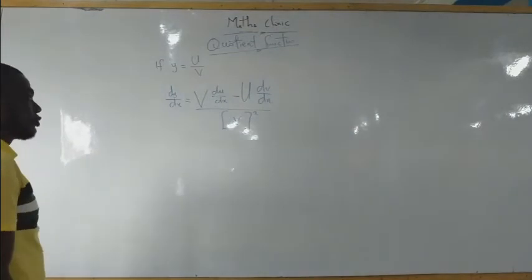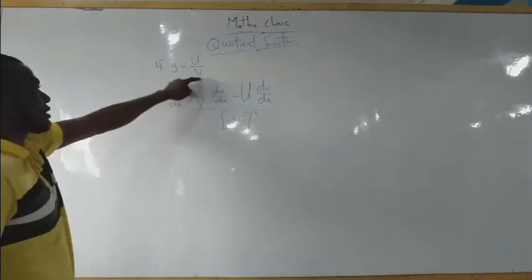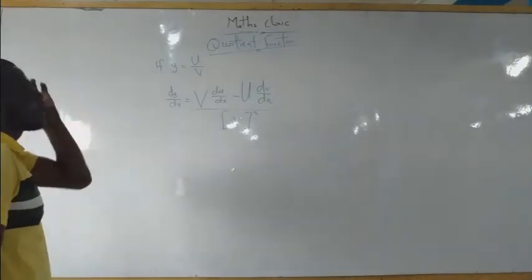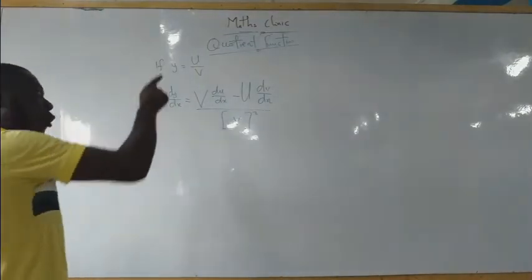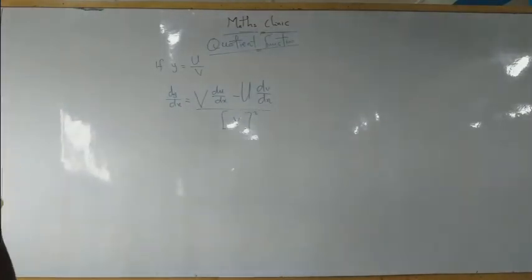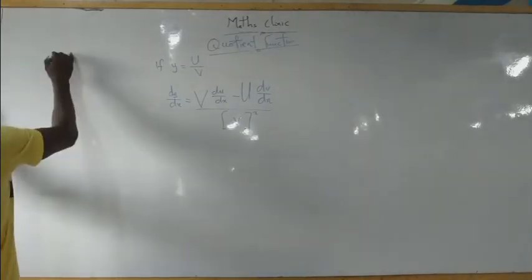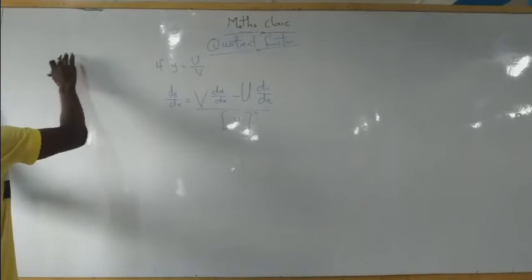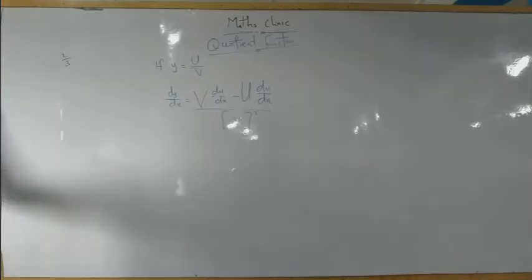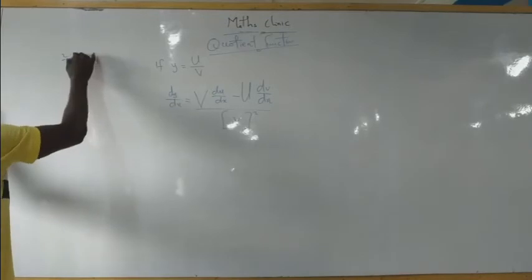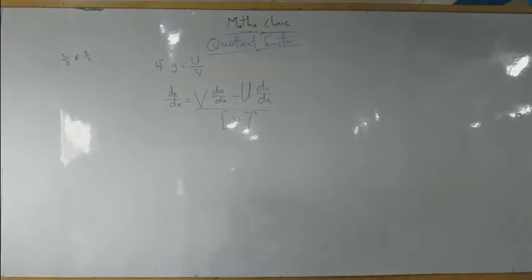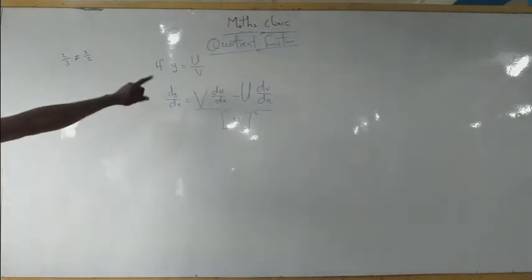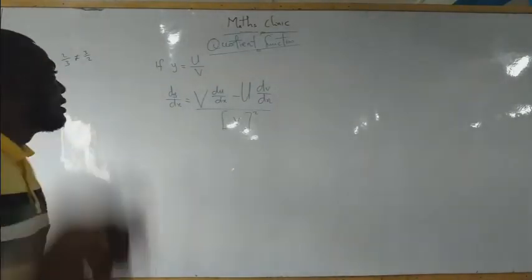Take notes. You always take the denominator first, because in the quotient function, u over v is not the same thing as v over u. Let's say we have 2 over 3. 2 over 3 is not the same thing as 3 over 2. Take notes. Meaning that u over v and v over u cannot be the same.